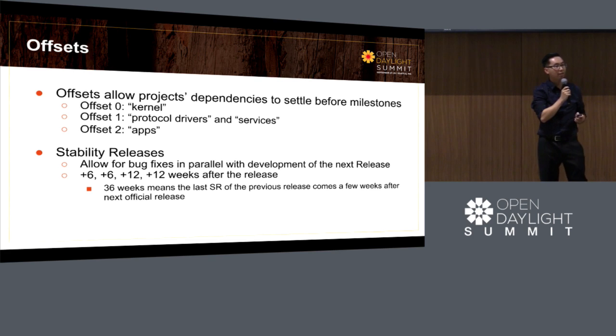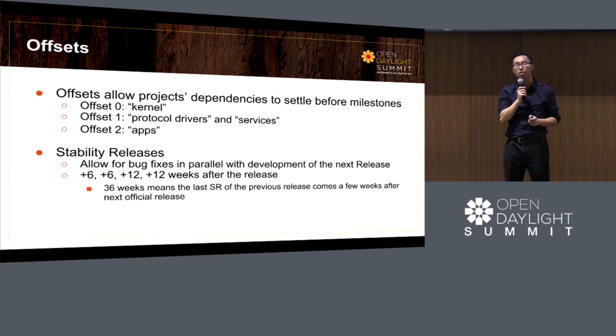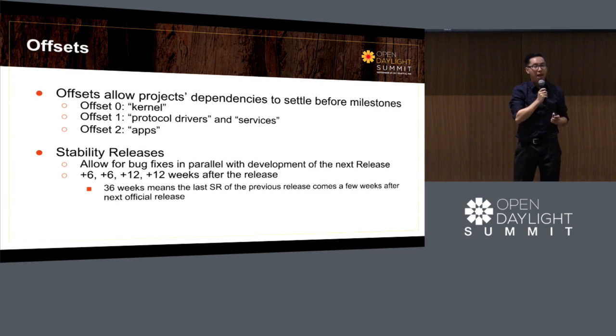And we also have an offset 2 app for mostly applications that are building on top of the protocols and the plugins that are written in the offset 1. And after we release a set of artifacts, we continue to maintain it through what we call stability releases and security releases to ensure that our end users can rely on a certain degree of quality and security patches as they come in.